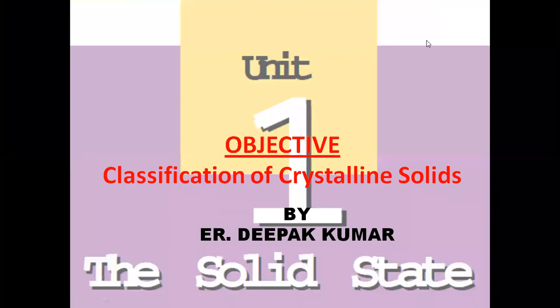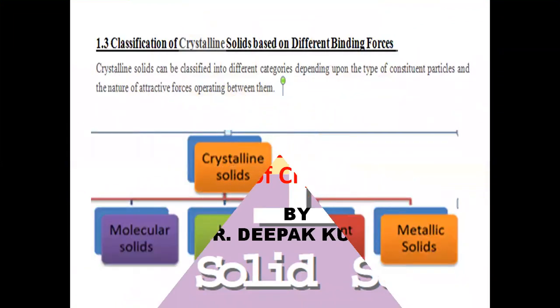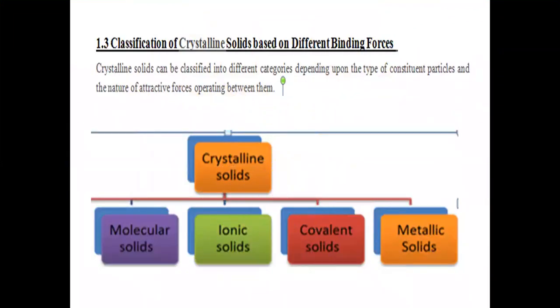Hello students, today's topic of discussion is classification of crystalline solids. Let's move forward now. So here the classification of crystalline solids is done on the basis of type of binding forces and type of constituent particles. Here the crystalline solids are classified into four categories: molecular solids, ionic solids, covalent solids, and metallic solids.